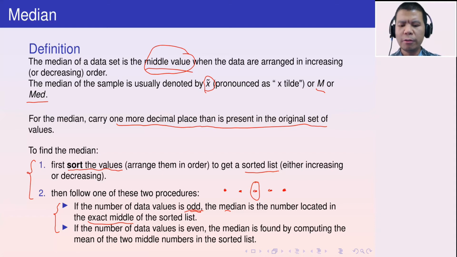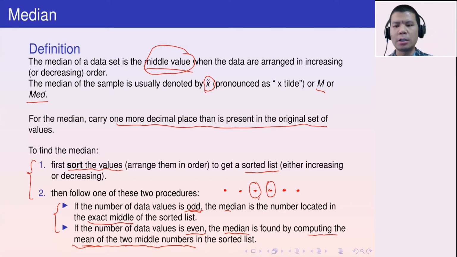Now, otherwise, if the number of data values is even, for instance, let me change this and say that I have 6 values instead. All right, now I have 6 here. Even then, what is the median? The median is found by computing the mean of the 2 middle values in the sorted list. So you have 2 middle values. Then how do we find the mean? You take the mean of the 2 values in the middle, which is the average of the middle 2.